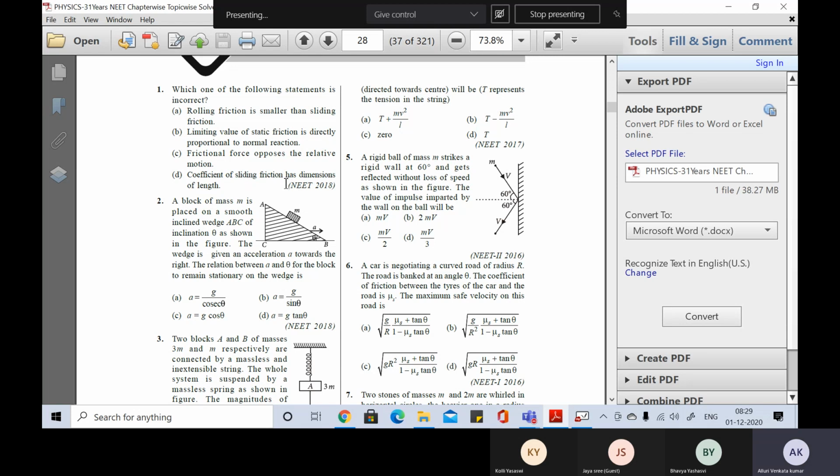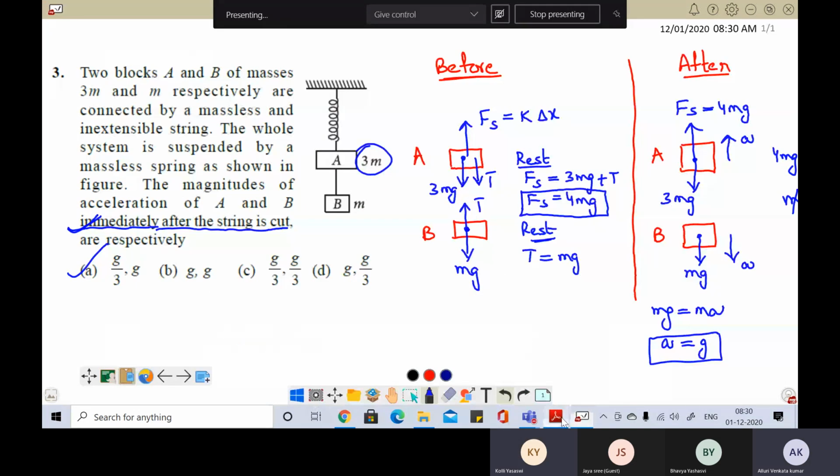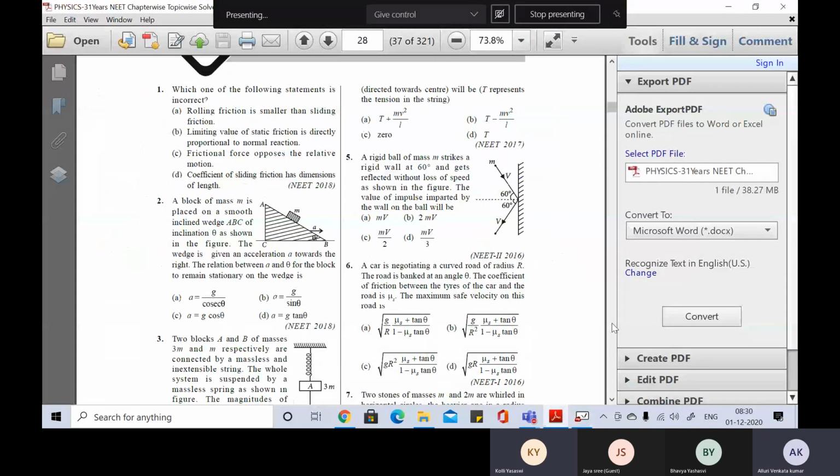Read the options. KSSV: rolling friction is smaller than sliding friction, and the limiting value of static friction is directly proportional to the normal reaction. Frictional force opposes the rate of motion. Coefficient of sliding friction has dimensions of length. Correct. Which of the following is incorrect?